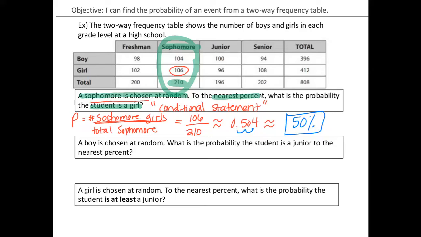The second question here says, a boy is chosen at random. So I'm telling you, I am picking from the boys, okay? I'm not going to ask any female students. So for my probability, I'm going to divide by the total boys, because I'm only going to choose a boy. I'm not going to ask the girls, okay? So because I'm only focusing on the boys, what's the probability that the student is a junior to the nearest percent? So this time I'm looking at the boys.